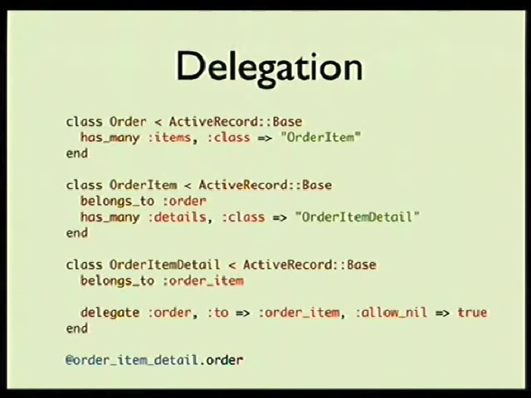The simplest one, and this is real simple, is delegation. You can delegate something to another object. So in this example, if we have an order that has many items, and items have many details, if you delegate order to order item, it's just a little nicer. You don't have to traverse that association. It might be something you commonly want to do.